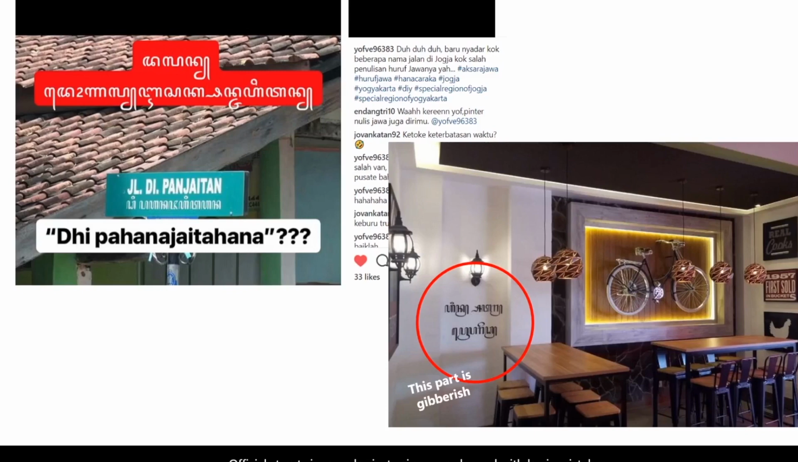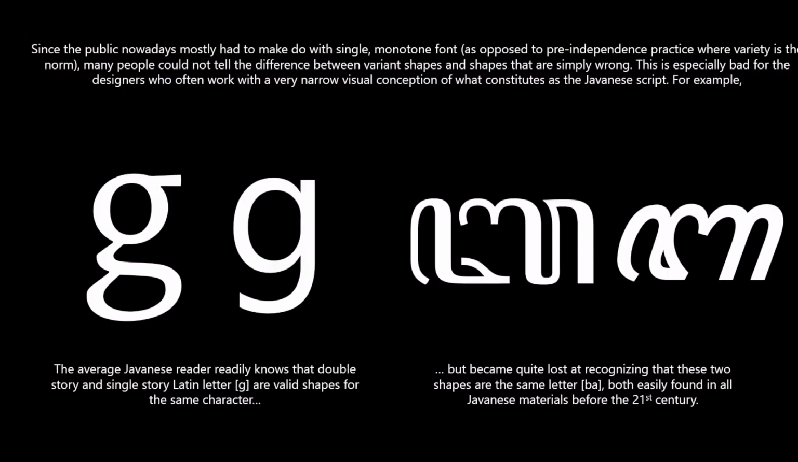Oftentimes, people type whatever and do not bother to check what they typed. And even if they're willing to ask, it's hard to find someone who has the competence to answer and guide these kinds of questions. Since the public has had to make do with single monotone fonts, many people cannot tell the difference between natural variants and shapes that are simply wrong. And this is especially bad for designers who often work with a very narrow visual conception of what constitutes the Javanese script.